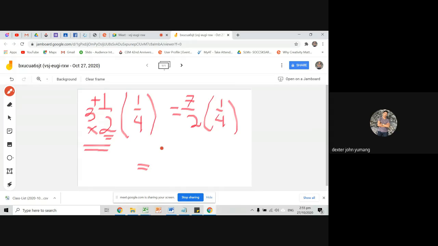Baka nag-solving pa sila. So 1 times 7, 7. 2 times 4, 8. Now, malowest term pa po ba ang 7 over 8? Hindi na po. Yan na po siya. So the final answer is 7 over 8. Okay, next. Divide naman tayo.